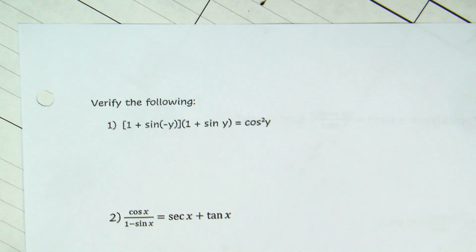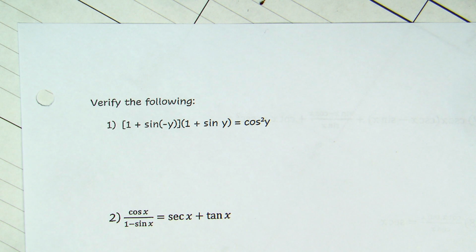Alright, so 1 plus sine negative y equals cosine squared y. 1 plus sine of y equals cosine squared y. What's our first move for the binomial on the left? What do we see? What do we think of when we see sine negative y? What are we going to do with that negative? That's if we have pi over 2. I would agree with you with pi over 2 minus x.